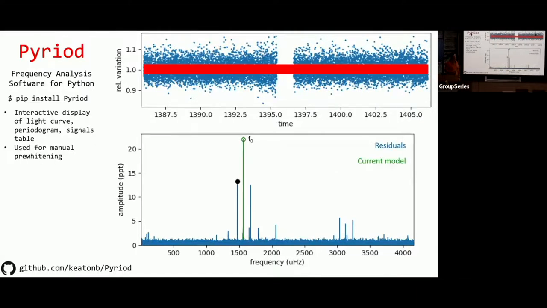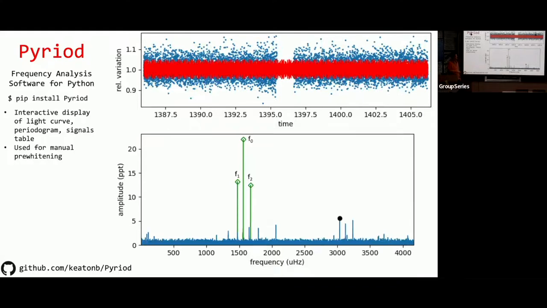Now this looks like a big band of red because it's so high frequency, it's just coloring over itself across the light curve, but this is what it looks like in PyRid. We find the next signal that's present in the residuals, and we include that in our model, and we continue this way on and on until we get down to just the noise floor.